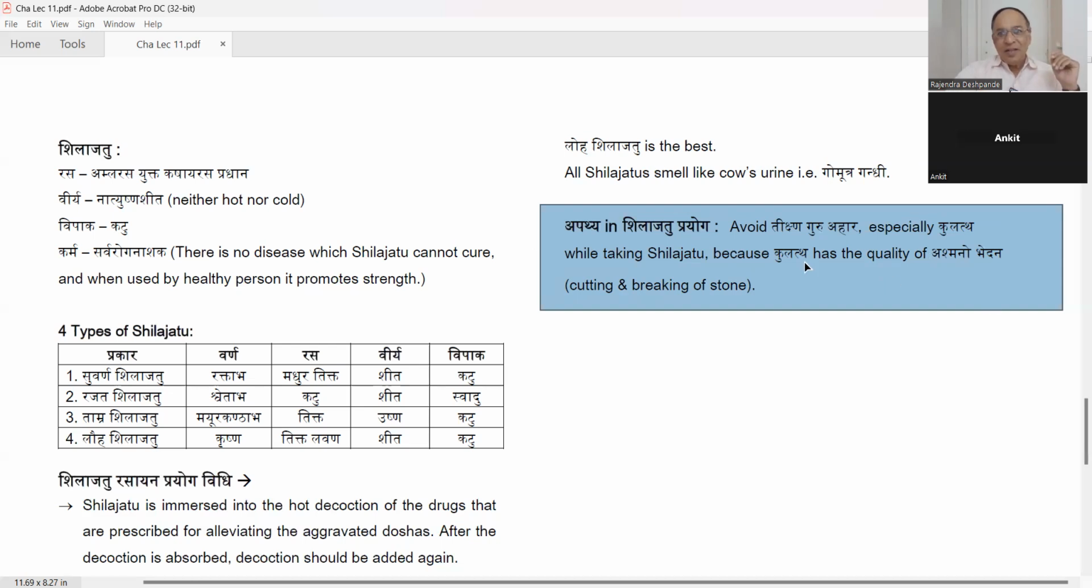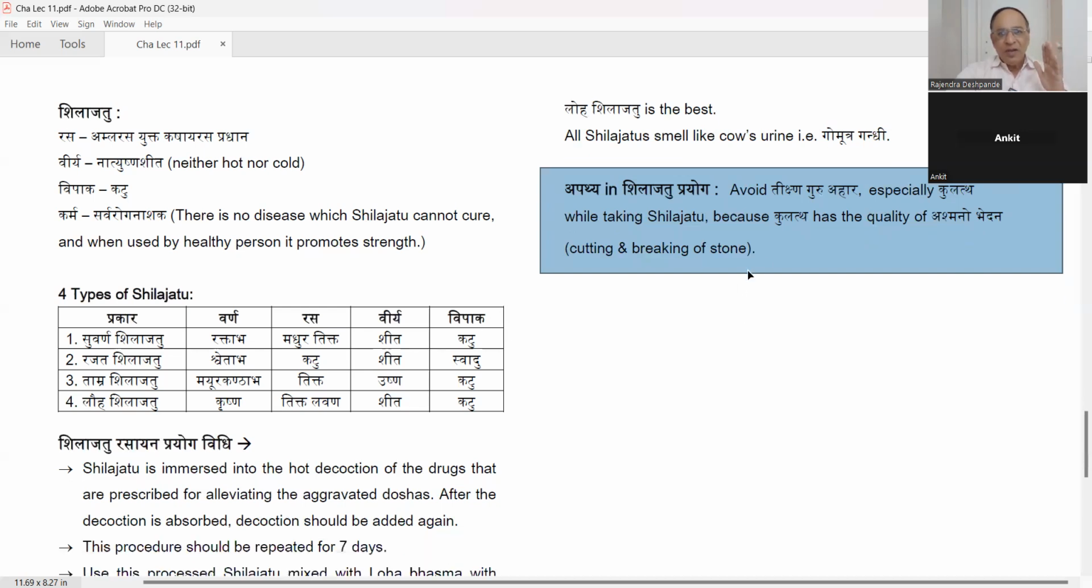Kulatha has the quality of Ashmari Bhedana. Ashmari means stone. Please write down, Ashmari is equal to stone. So cutting and breaking of the stone is possible with Kulatha.